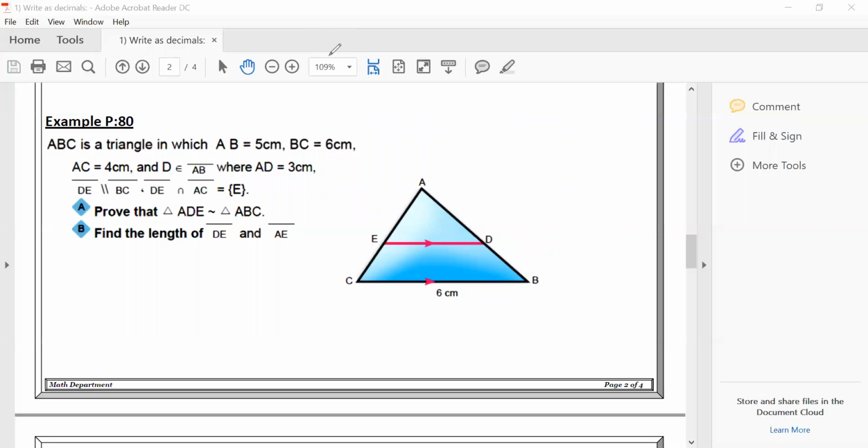You have a very important given: DE parallel to BC.